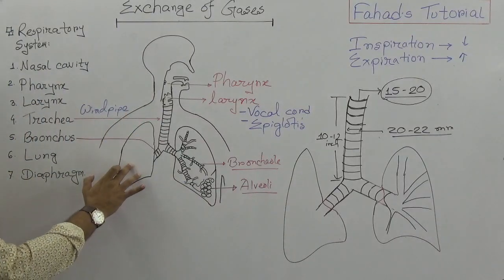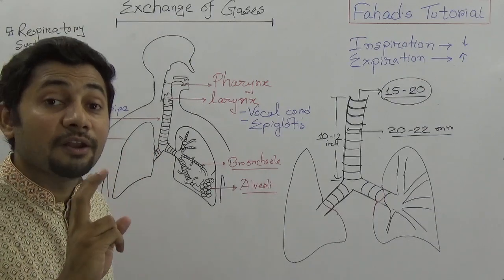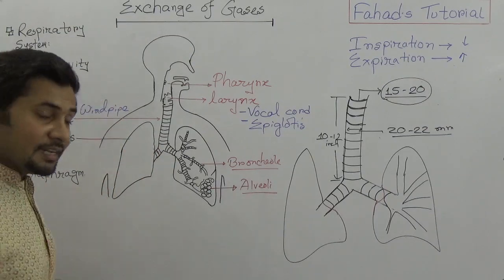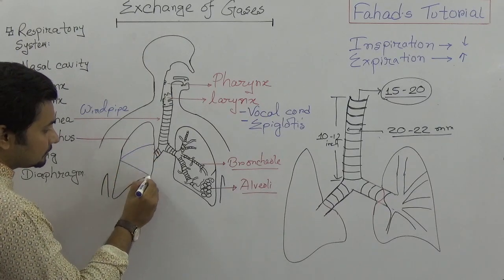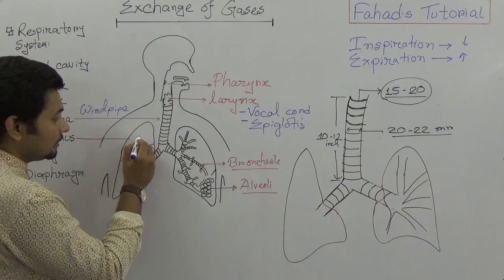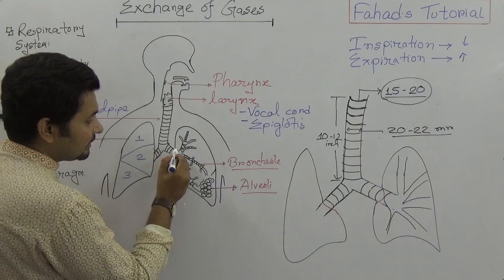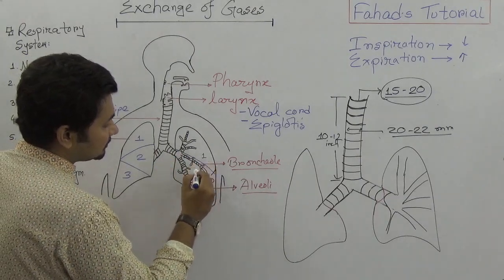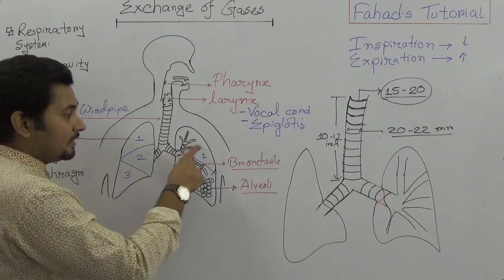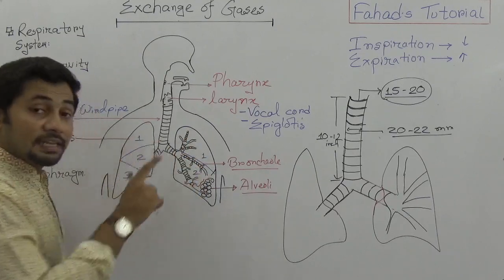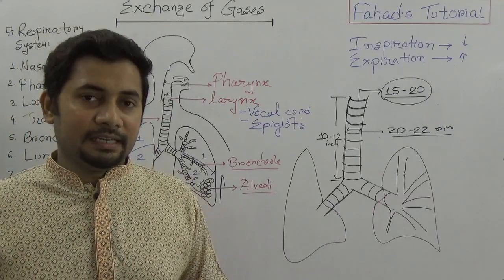So this is the lung, and you know that the right lung and left lung have different lobes. The right lung has three lobes, 1, 2, and 3. But the left lung has two lobes. So the right lung has three lobes and the left lung has two lobes. We have two lungs, and these lungs are pink in color.